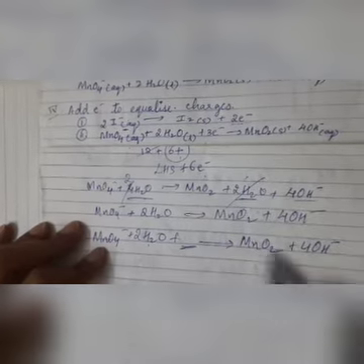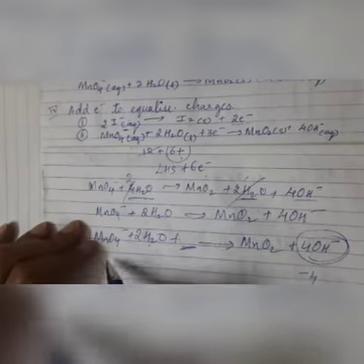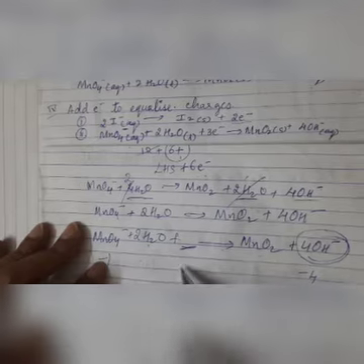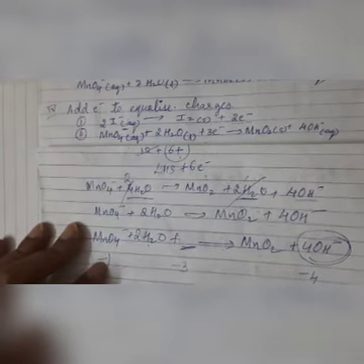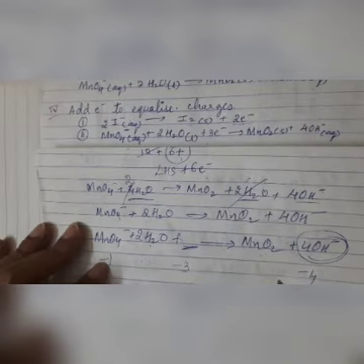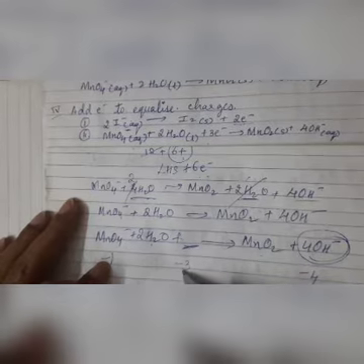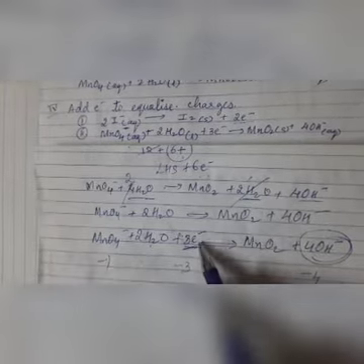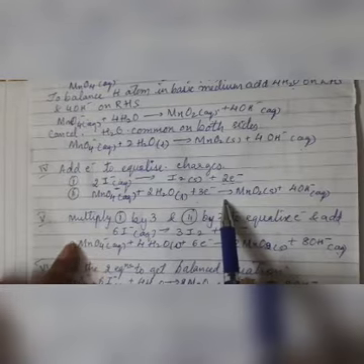You can see that there are totally 4 negative charges here. There is 1 negative charge over here. To equalize, if I am going to add here 3 negative charges, then on both the sides I will get the same number of charges. So we are equalizing the charges on left hand side and right hand side. So I am going to add here 3 electrons, means 3 negative charges. That is why we have added 3 electrons in this equation.